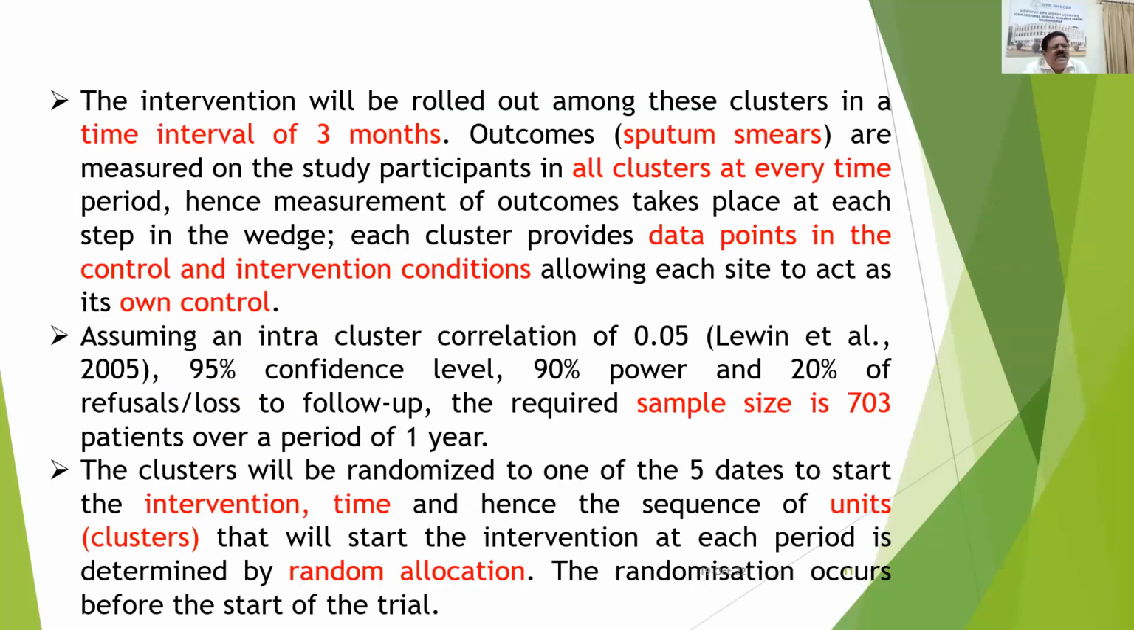So, assuming an intra-cluster correlation of 0.5, 95% confidence level, 90% power, and 20% refusal or loss to follow-up, the required sample size is 703 patients over a period of 1 year. But we are having 1400 patients. So the cluster will be randomized into one of the 5 dates to start the intervention, and hence the sequence of units and clusters that will start the intervention in each period is determined by random allocation. The randomization occurs before the start of the trial.